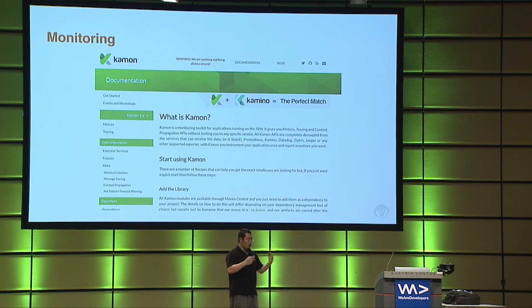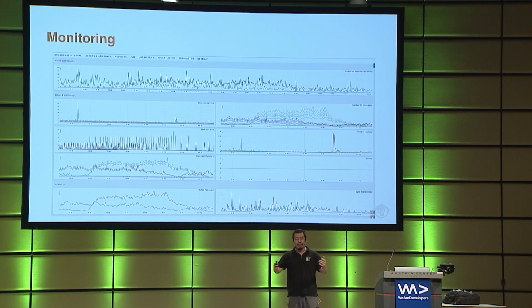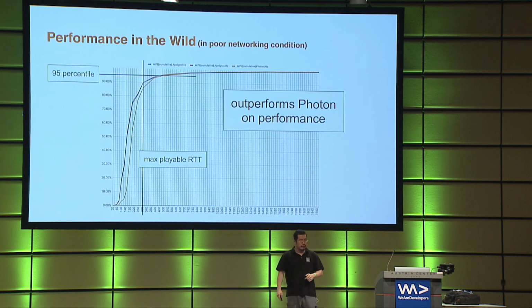And to make sure that we know our system is performing as we expect, we also have a lot of monitoring, and fortunately, you get a lot of that out of the box with Kamon, which gives you all kinds of metrics, including all the internal metrics from Akka as well, which is really useful. And now just a final few slides.